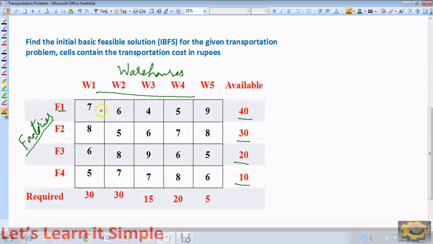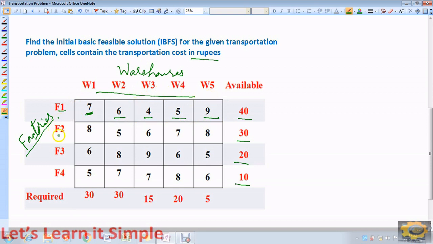Now the cell value indicates the cost. The cell 1, 1, that is F1 W1, is indicated as 7. That is, to move a product from factory 1 to warehouse 1, the cost incurred is 7 cost units, or 7 rupees as given in the question. Now from the same factory to warehouse 2, it will be 6 rupees. To the third warehouse it will be 4, then 5 and 9, and so on to the various warehouses.